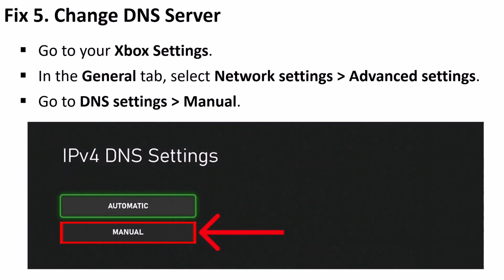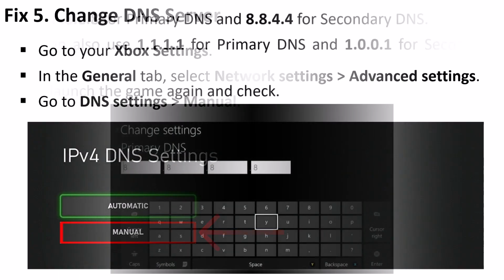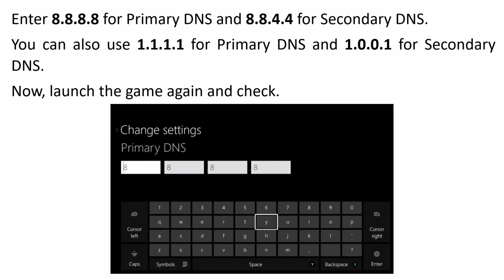Fix 5. Change DNS server. Go to your Xbox settings. In the General tab, select Network Settings, Advanced Settings. Go to DNS Settings, Manual. Enter 8.8.8.8 in primary DNS and enter 8.8.4.4 in secondary DNS. Now launch the game and check if your problem is solved or not.